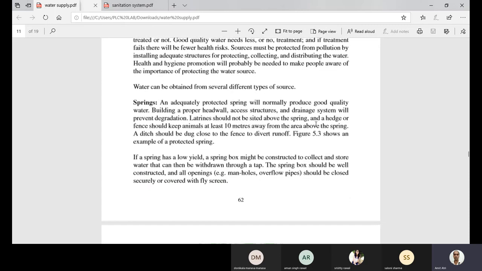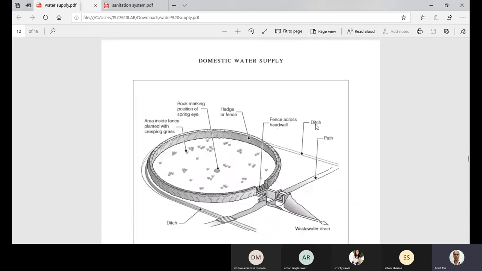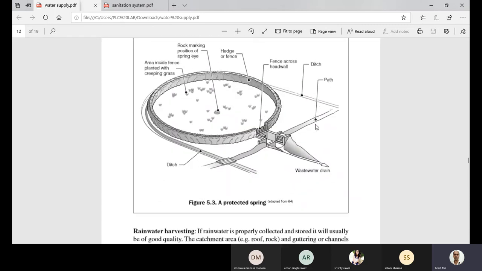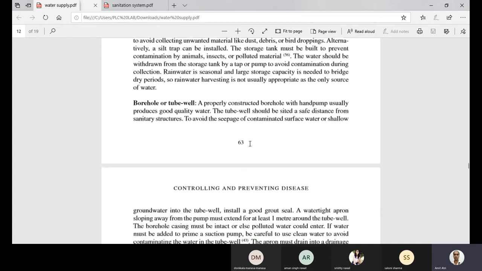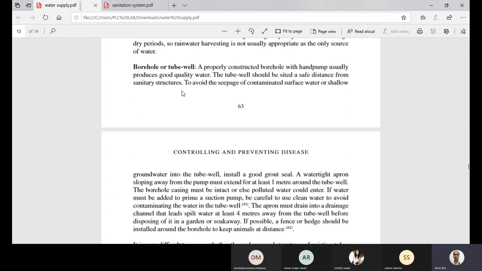Water sources, spring, yes, that is okay. But from the architect's point of view, rainwater harvesting is one of the points, and another is the piped domestic water supply. Rainwater harvesting we have discussed already. Borehole or tube well is mostly related to the rural sector as well. We utilize the groundwater here.